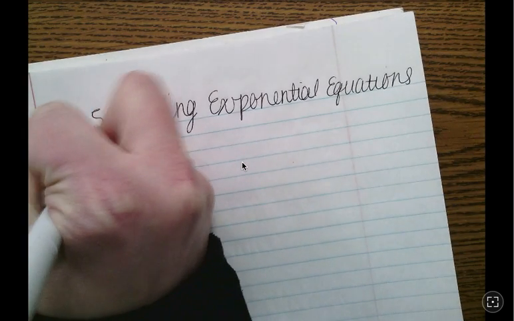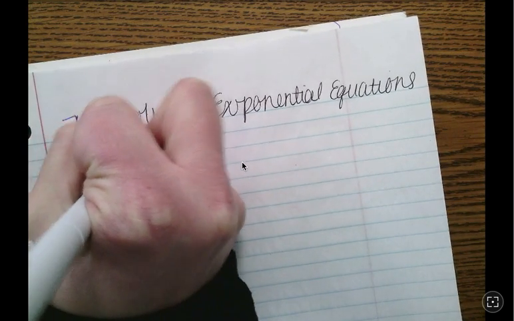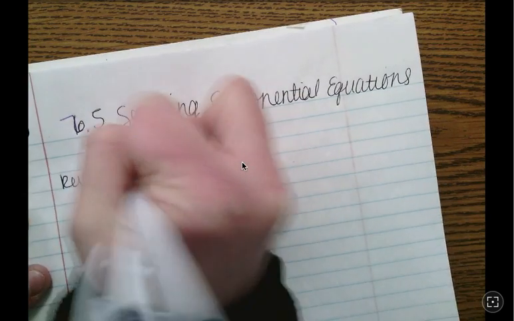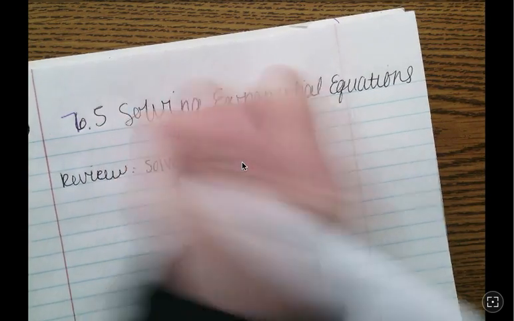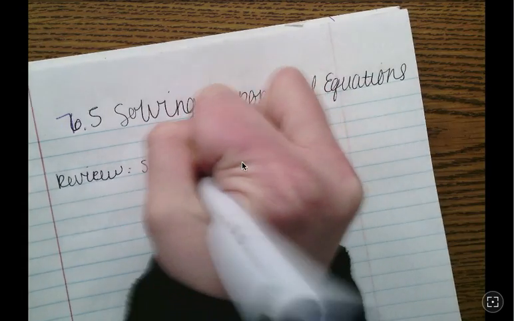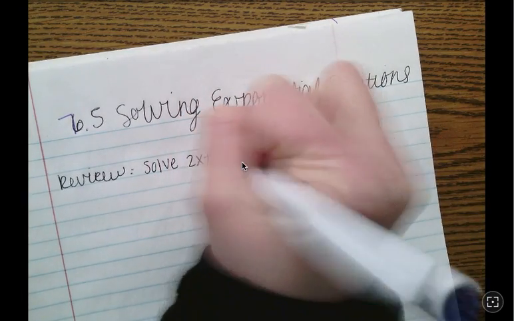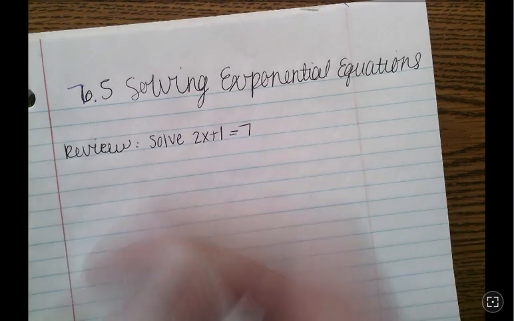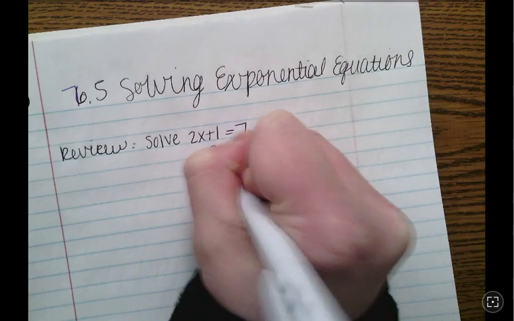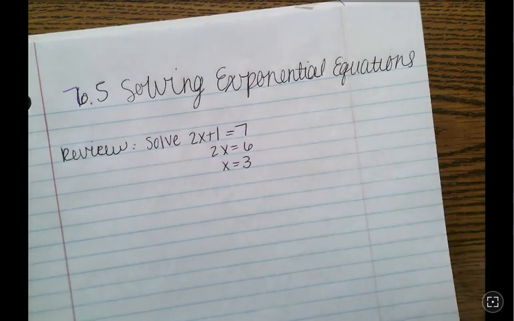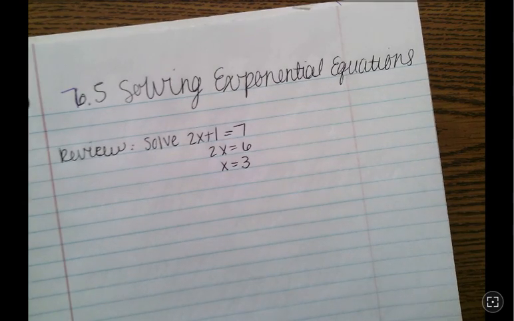Okay, so let's just review what we've learned so far. We've learned a lot of things, but primarily with solving, we know how to solve something like 2x + 1 = 7, right? That's super easy algebra. You subtract 1, so you end up with 2x = 6, and then you divide by 2, so you end up with x = 3, okay?